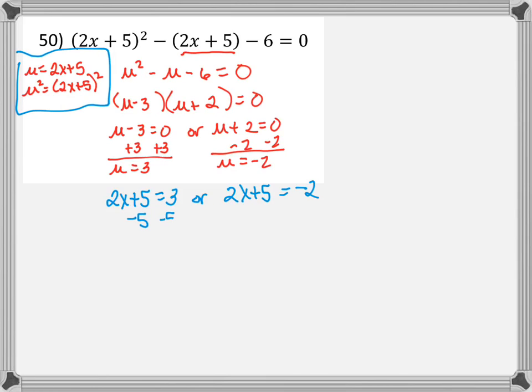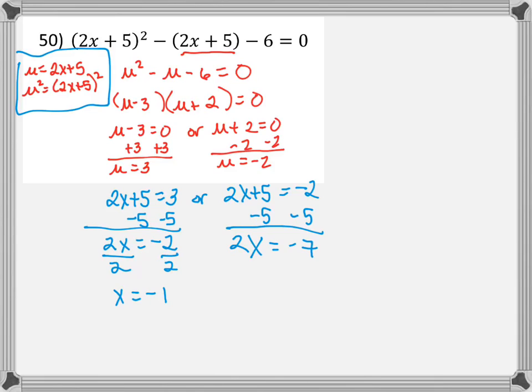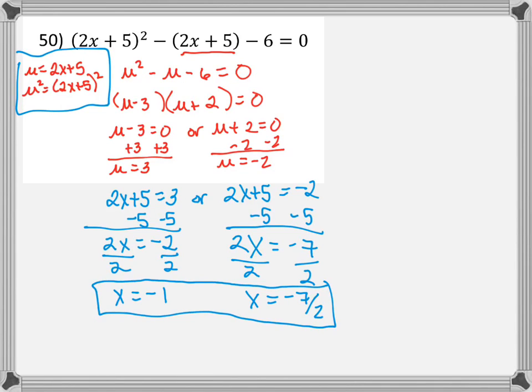So in the first one, I will subtract 5 from both sides. 2x equals negative 2. Then I'll divide both sides by 2. x equals negative 1. In the second equation, I will subtract 5 from both sides. 2x equals negative 7. And then I will divide both sides by 2, and x equals negative 7 halves. So I have two solutions to this equation, negative 1 and negative 7 halves.